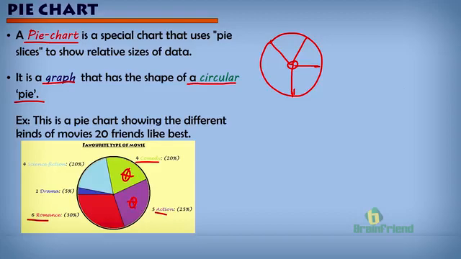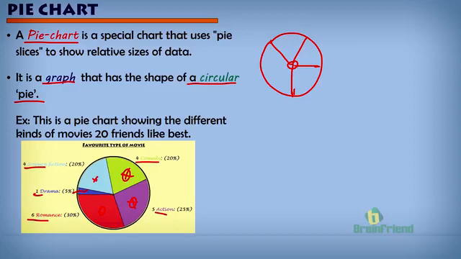6 friends out of the 20 like romantic movies, and of course, they are colored red. Just 1 person out of the 20 likes drama. Hence, we see the slice of the pie is very small because it's just 1 person. And lastly, 4 persons also like science fiction movies. And hence, we have a different color.